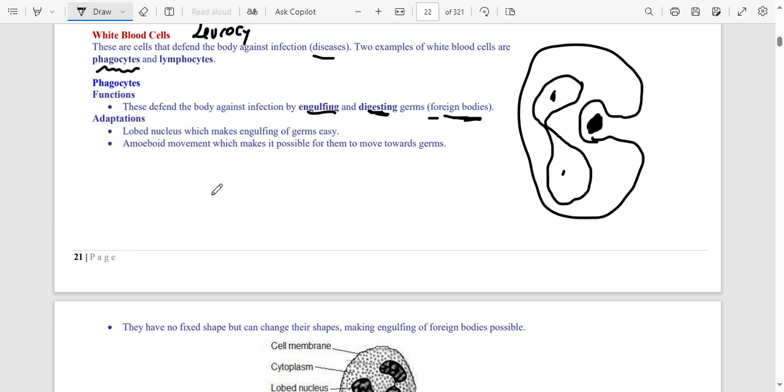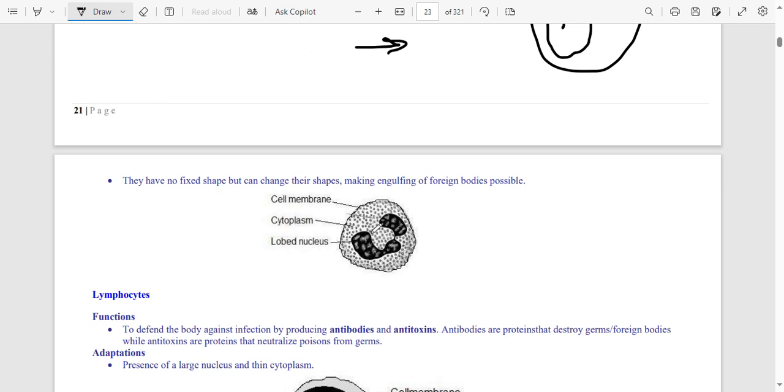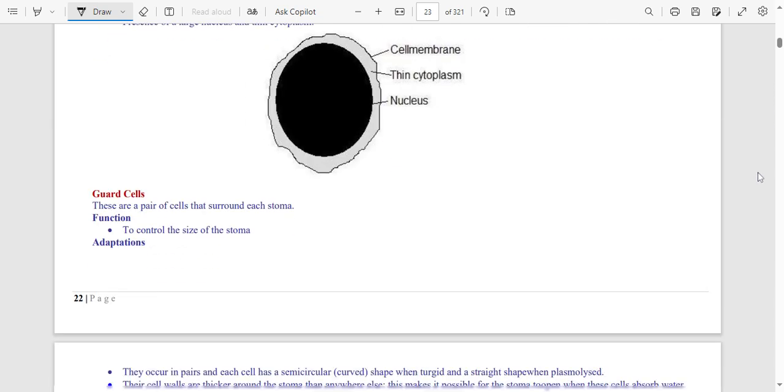They also move like an amoeba. So they'll be able to move towards anything. The amoeba movement makes it possible for them to move towards the germs and then be able to engulf the germs. So this is the phagocyte. You can see the bilobed nucleus. Apart from that, they have no fixed shape. Because they don't have a fixed shape, they are able to change their shape, and that will enable them to engulf foreign bodies. Very important there.